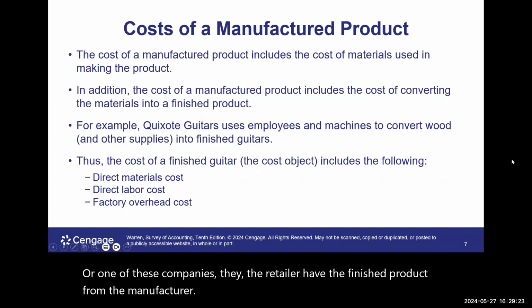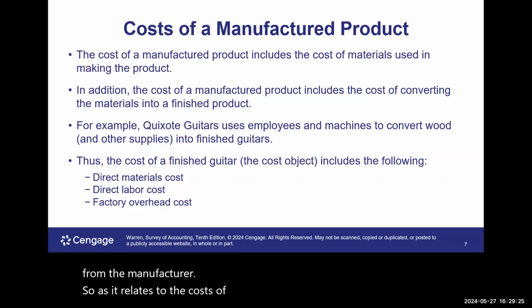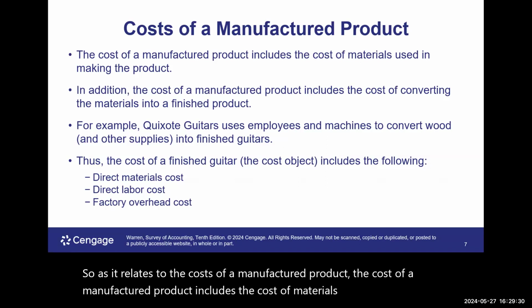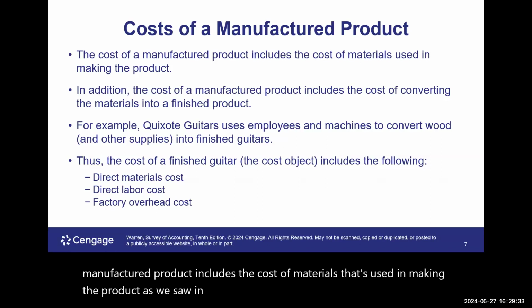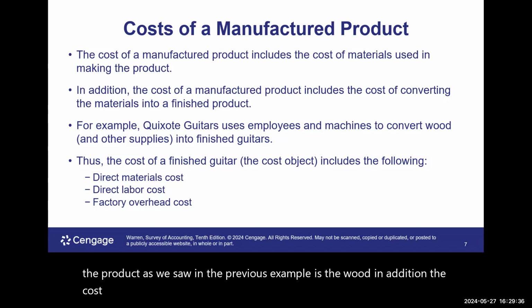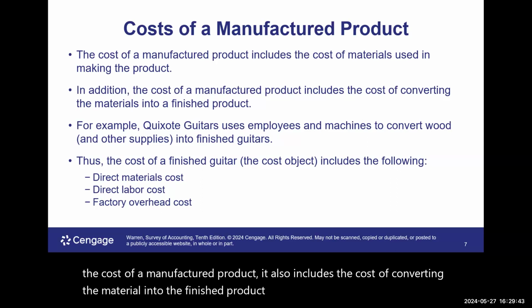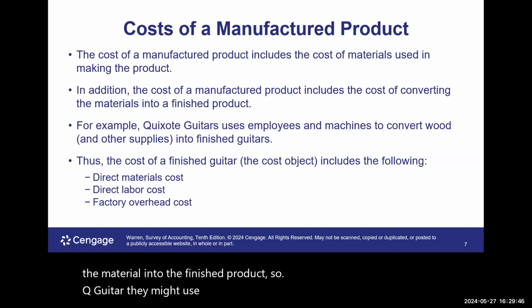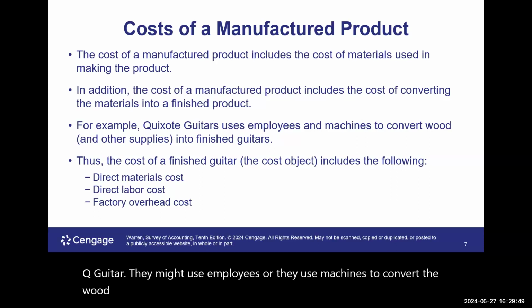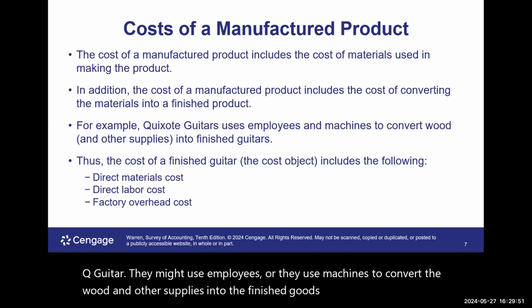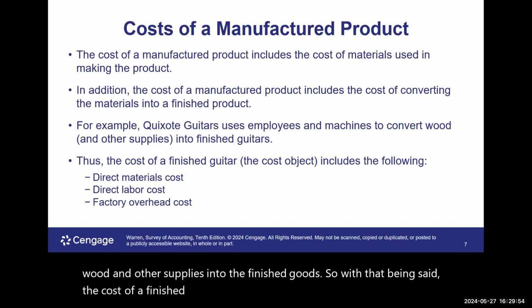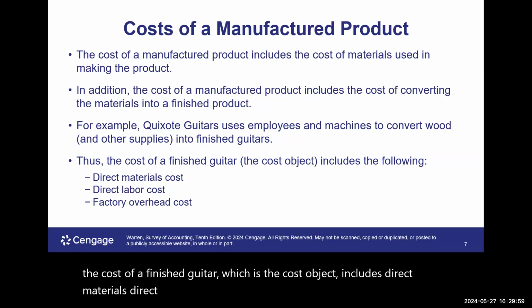So as it relates to the costs of a manufactured product, it includes the cost of materials that's used in making the product. As we saw in the previous example, it's the wood. In addition, the cost of a manufactured product also includes the cost of converting the material into the finished product. So Q Guitar might use employees or machines to convert the wood and other supplies into the finished goods. So with that being said, the cost of a finished guitar, which is the cost object, includes direct materials, direct labor, and factory overhead.